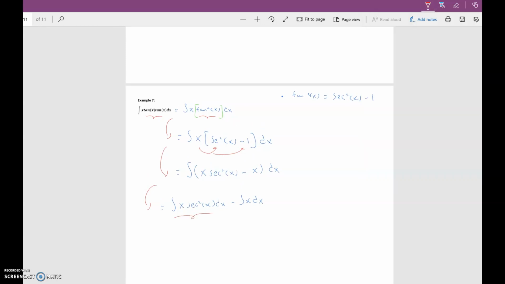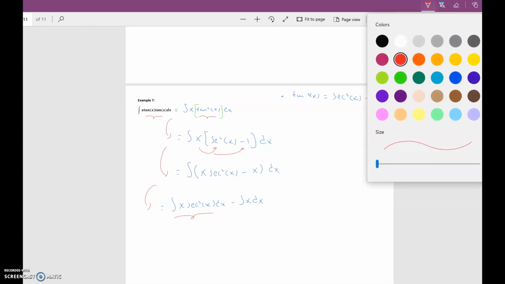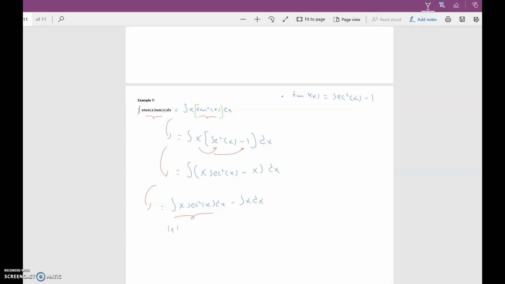So I'm going to be using this portion for the u and the dv. Let me use a different color. So let u equal x, and dv is equal to the secant squared of x dx. That means that du is equal to dx and v is equal to the tangent of x. So this is what I was talking about at the beginning, that the derivative of tangent is secant squared. So we didn't have it in the proper format.